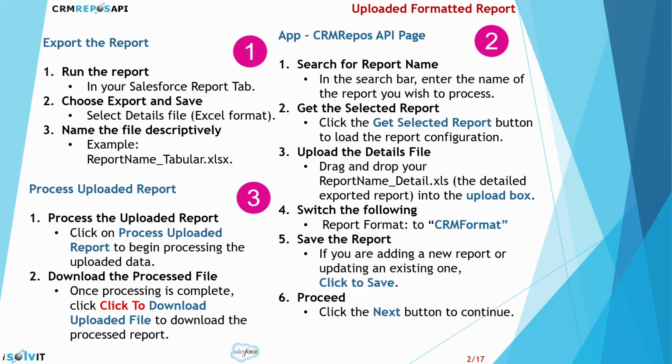After the report is fully configured, simply click Process Upload Report. CRMReposAPI reads the uploaded data, applies your formatting, and prepares the final XLSX. When processing is complete, click Download Uploaded Report to download the finished, fully formatted, compliant Excel report.